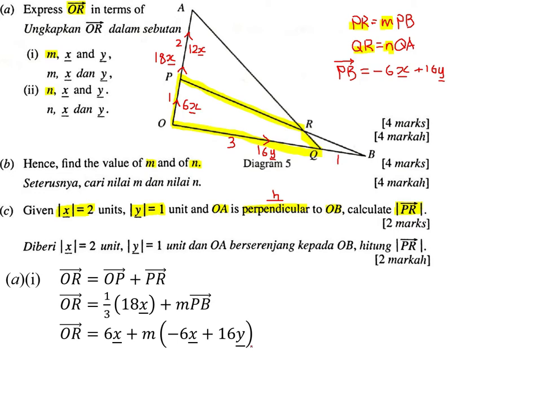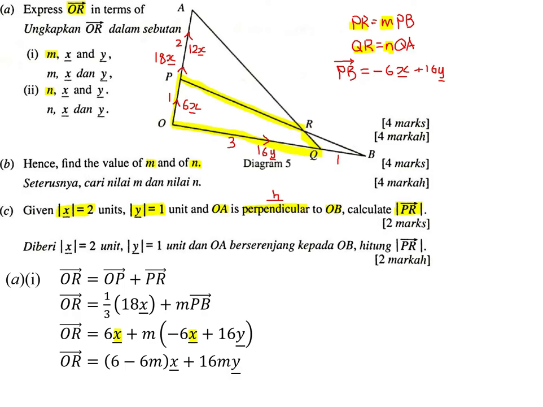Be reminded that your final answer cannot live in this form. We have to expand it and then factorize the vector. So as you can see here, this is vector x, this is also vector x, so we need to factorize them. So our final answer should be (6 minus 6m) vector x plus 16m vector y.